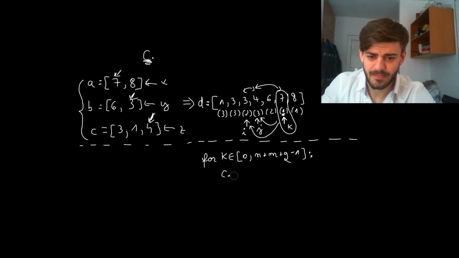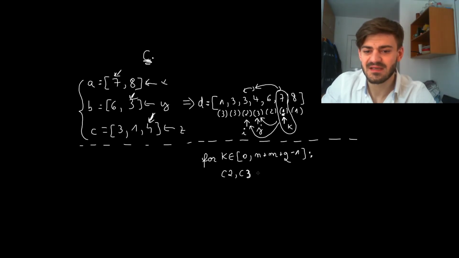So let's call C1 the color of K, right? So the color of that one, and of course let's call C2 and C3 the two missing colors. So the other two missing colors.